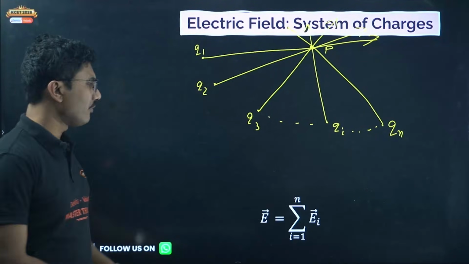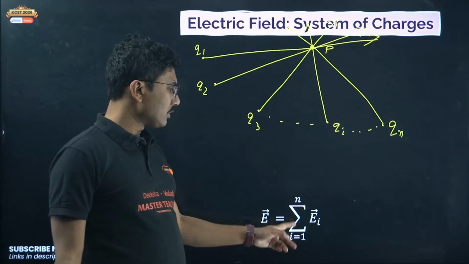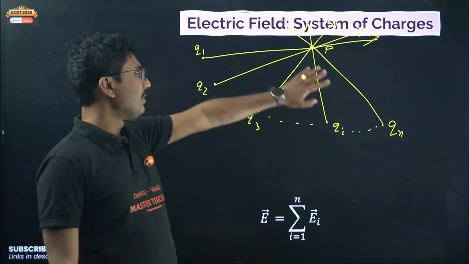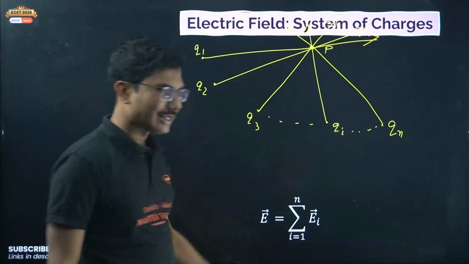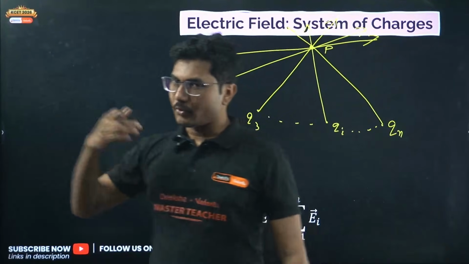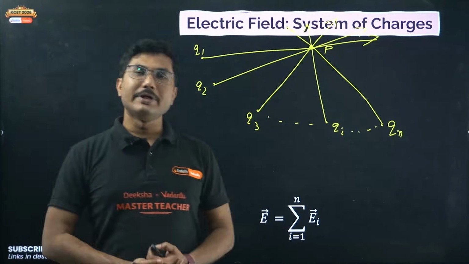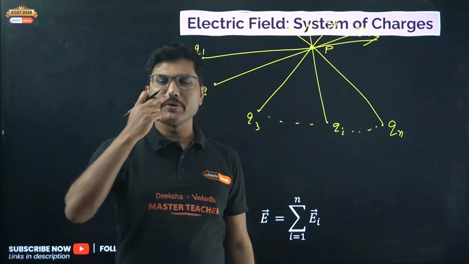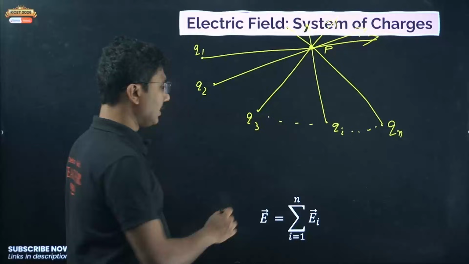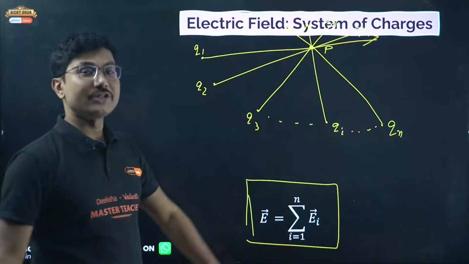And the formula for net electric field will be E equals the sum from i equals 1 to n of the vector Ei. Ei is the electric field due to one single charge, that is kQ by r square. As I mentioned, the formula is 1 by 4 pi epsilon naught Q by r square, but normally we do not write 1 by 4 pi epsilon naught, we write Q by r square. So this is the electric field due to a point charge, and electric field due to a system of charge.